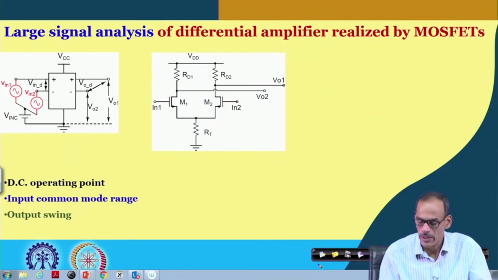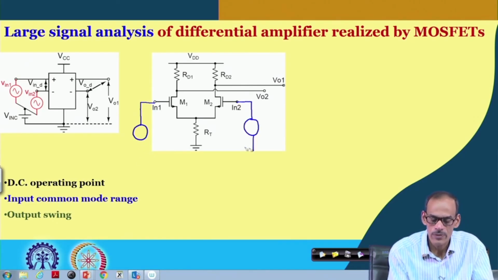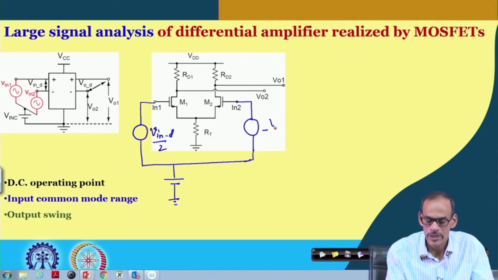Now, at the input, if we apply a voltage, so far we are talking about small signal. Now, in case we apply a large signal, keeping this voltage constant, then what happens? If I say that it is perfectly differential, namely this is V in D by 2 and this is minus V in D by 2.